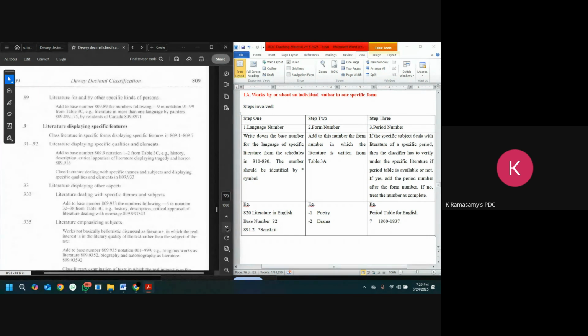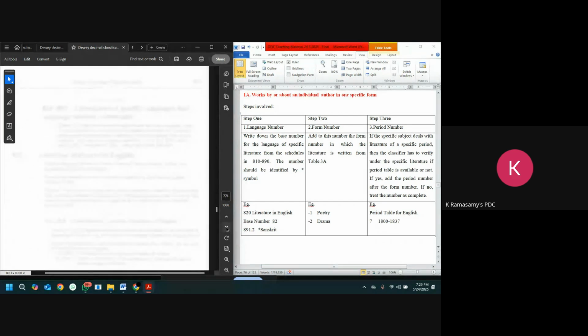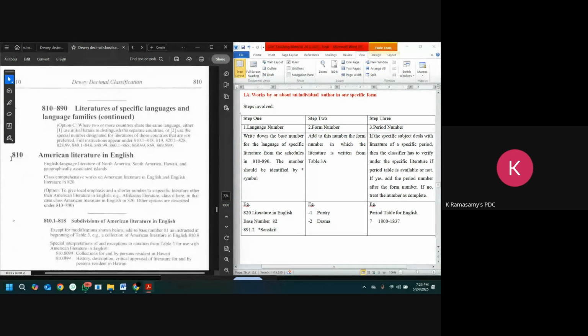Then comes 810 to 890, specific. 810 stands for American Literature. Okay. Here, though the number is 810, the base number for American Literature is only 81. You can see here, no? Add to base number 81. What is the base number for American Literature? 81. Similarly, if you go to 820 British Literature, though the number is 820, the base number is 82. Okay.